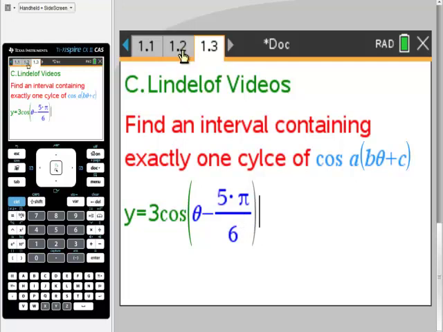Let's just try it. This is the equation we're going to use: 3 cosine of (theta minus 5 pi over 6). Remember, we're going to use the part that's in blue to set up our inequality. So here we go.